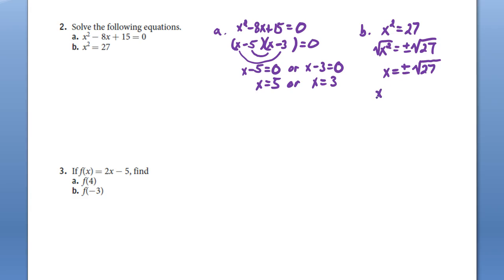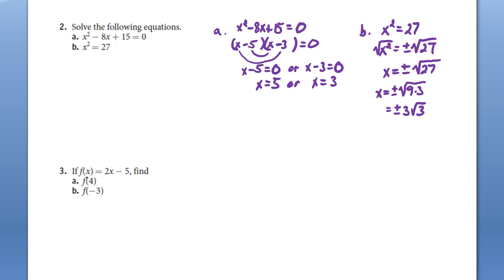Now the square root of 27 can be simplified, a lot like in the first question we had done the square root of the 98. If we factor 27 as 9 times 3, 9 is a perfect square. And so this is plus or minus 3 square root of 3.